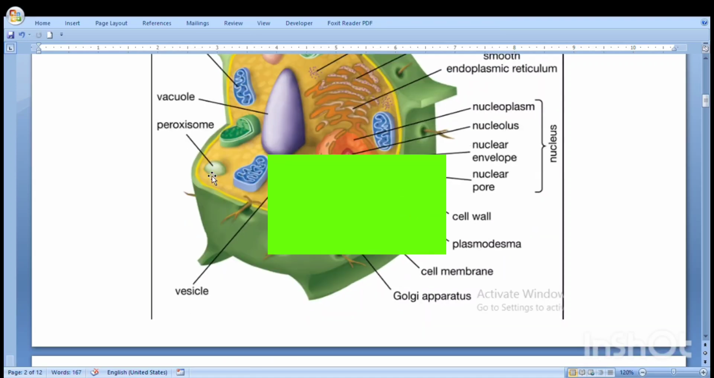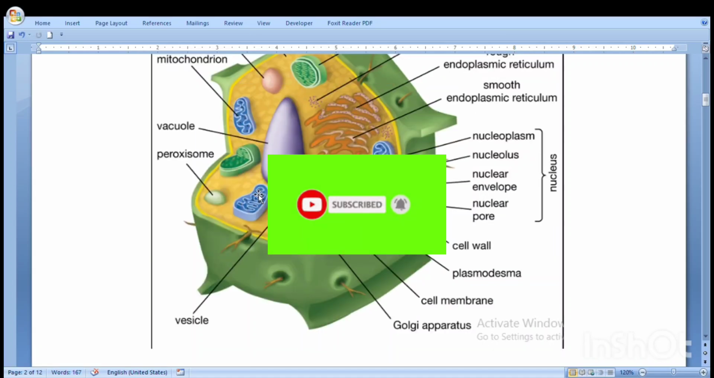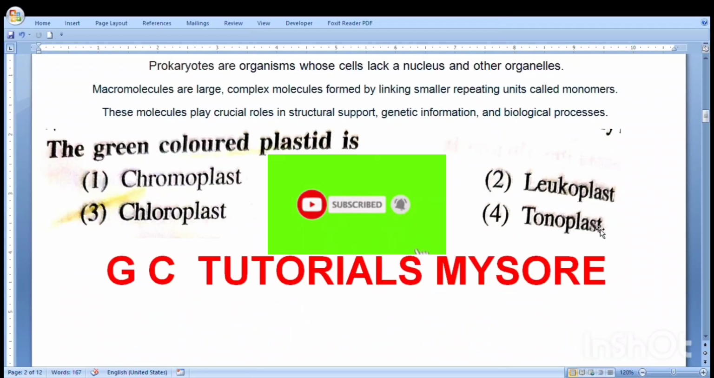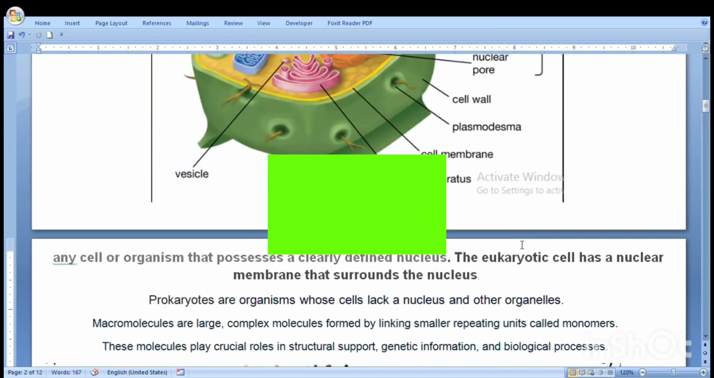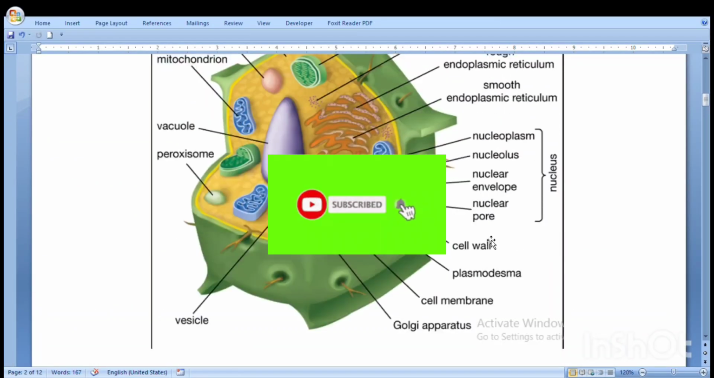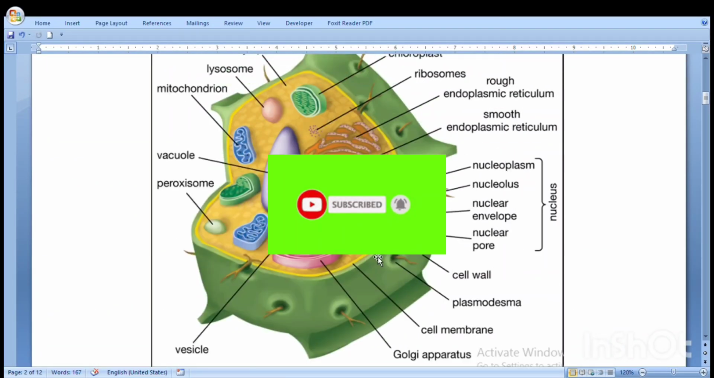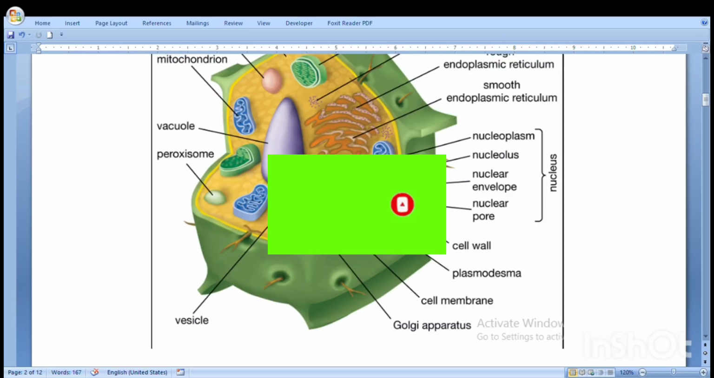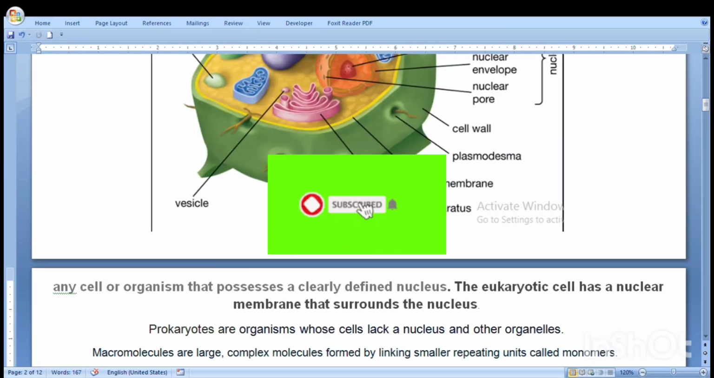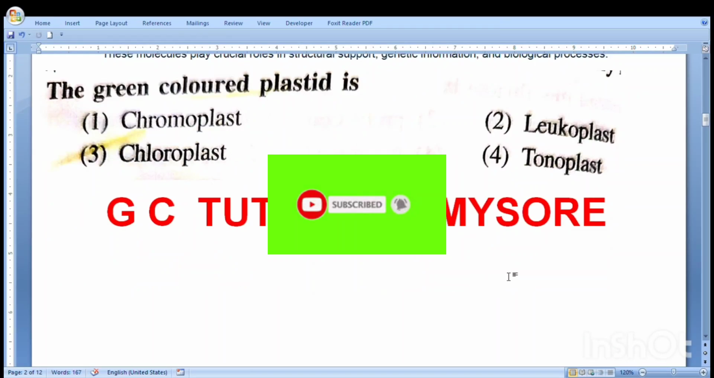It also stores important substances like nutrients, waste, pigments and enzymes. Also, the function of the tonoplast is that it stores important substances like nutrients, waste, pigments and enzymes. So this is the function of the tonoplast itself. Got it?